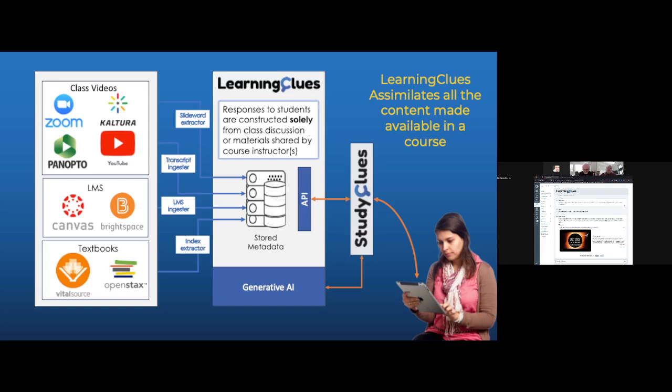Now, I see the question here about copyright. Good question. This is material that's only available to the students in your class and you, period. And hence, this is material that you have made available to your students through the LMS or in class. And so it's no more exposed than the material you already made available to your class. And in that way, we don't believe there's a copyright issue here. You have the right to show this material in your class, the right to share it in the LMS. Therefore, we are simply allowing the student to find that material faster.